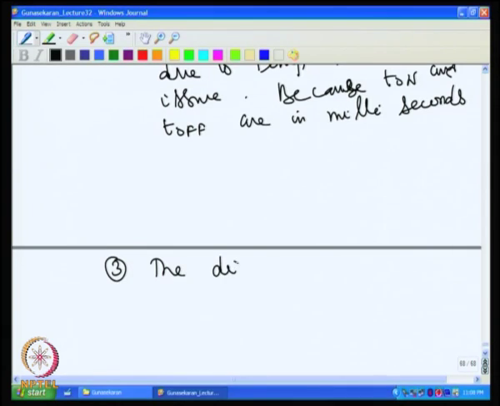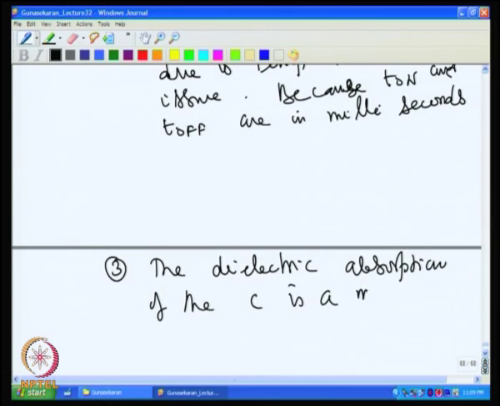However, there is one issue with this capacitor C: dielectric absorption of the capacitor is a major concern in this application. So, even though the capacitor temperature drift and long term drift is not an issue, the dielectric absorption of the capacitor C is a major issue.